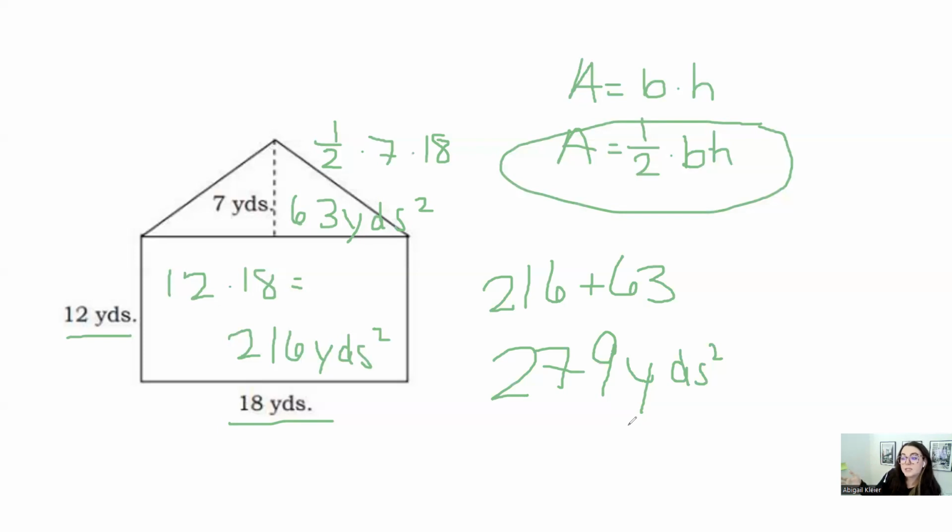This one was pretty easy to split up. The last example, we had to physically split that shape up in order to calculate the total yardage. And then always make sure that you're using the appropriate formulas. If it's a parallelogram, base times height. If it's a triangle, 1/2 times base times height.